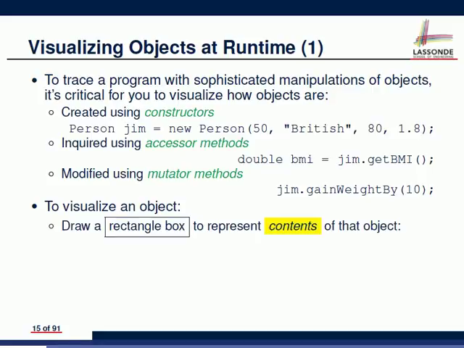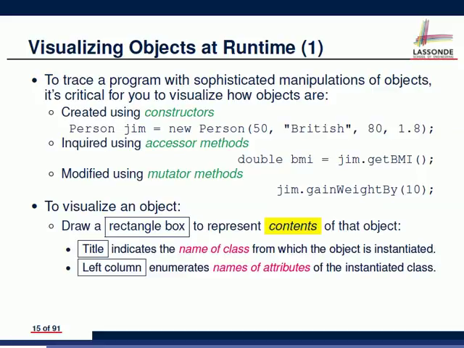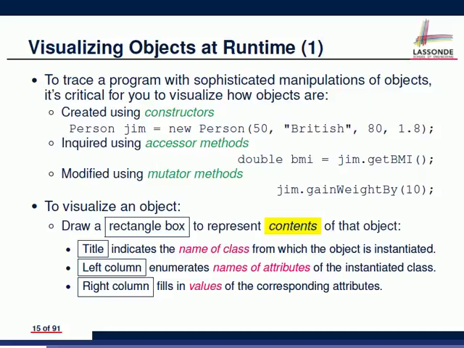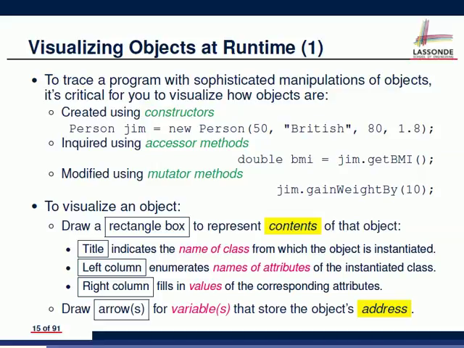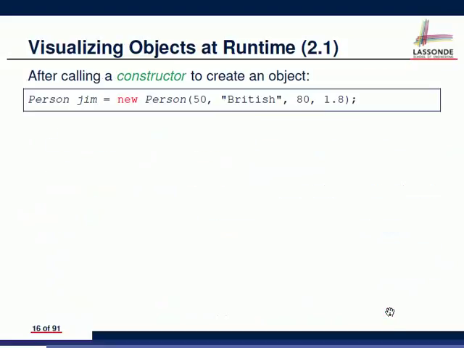First of all, let's talk about how we can visualize an object. That's how you should draw. Draw a rectangle box, and then you're going to have a title, left column, right column, etc. You can read through the slides, but I'll show you an example. And then you have to draw arrows to represent which variable actually stores the address of the objects. That's something we're going to see. Again, it's about address. It's really important.